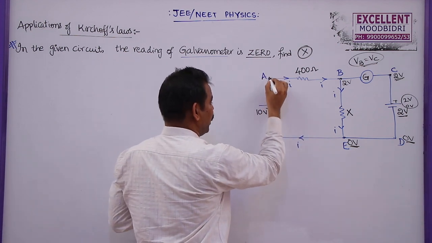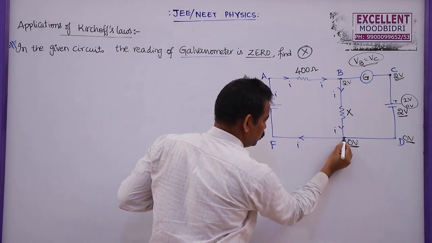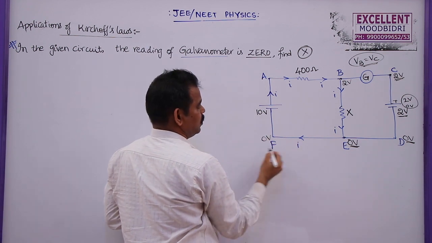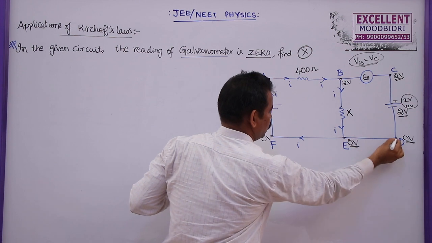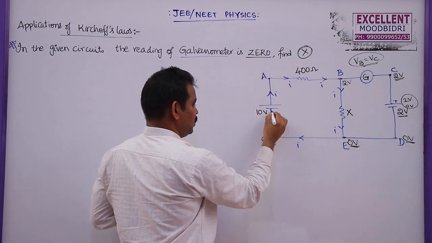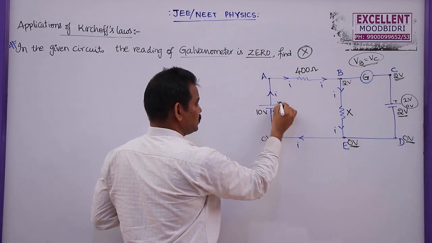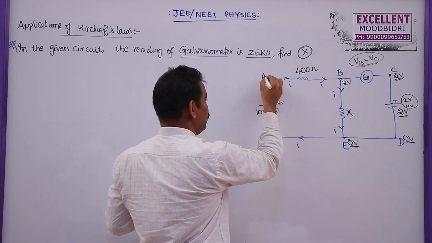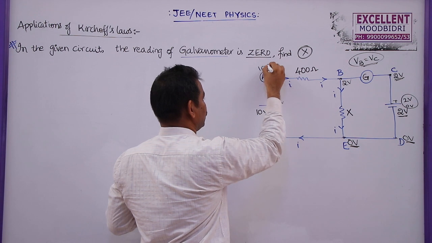Now, what is this potential? Here 0 volts, no resistor here. This is also at 0 volts. So this is 0, 0, 0. Now here it is 0 volts. This must be at 10 volts. The positive terminal should be maintained at 10 volts. Now the potential at A is also 10 volts.